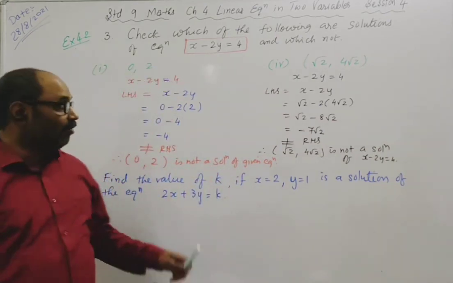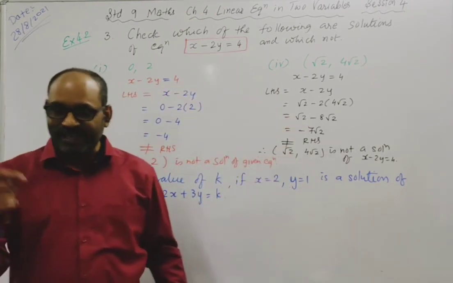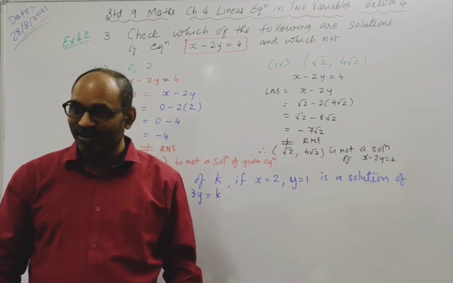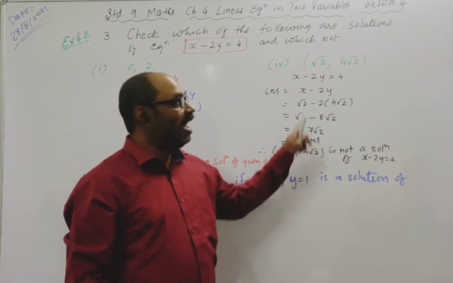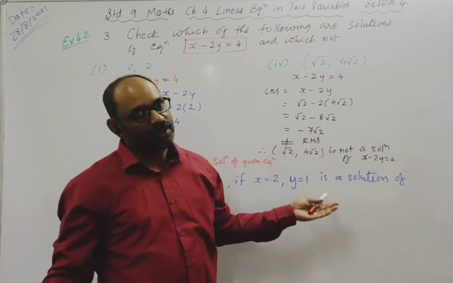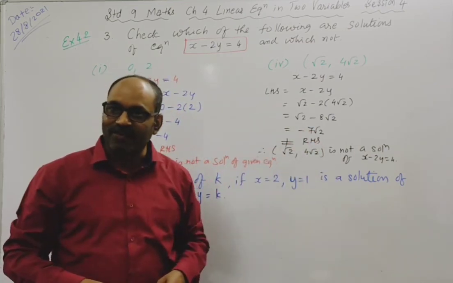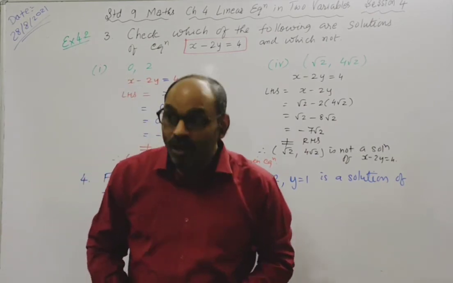Understood? Yes. So I have done only the first one and fourth one. So second, third, and fifth you have to do. Okay? If this left hand side value comes equal to 4, जो 4 आया, तो that is equal to right hand side, and hence the values of x and y are solutions. Okay?